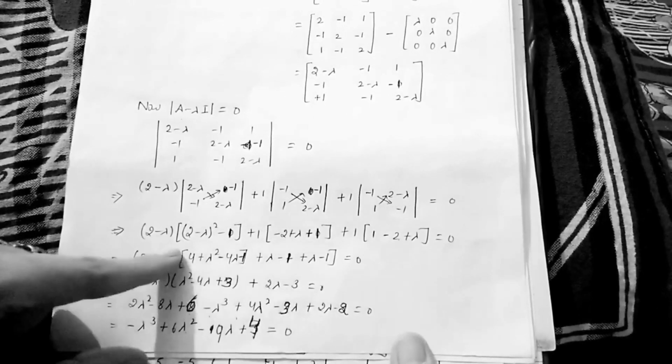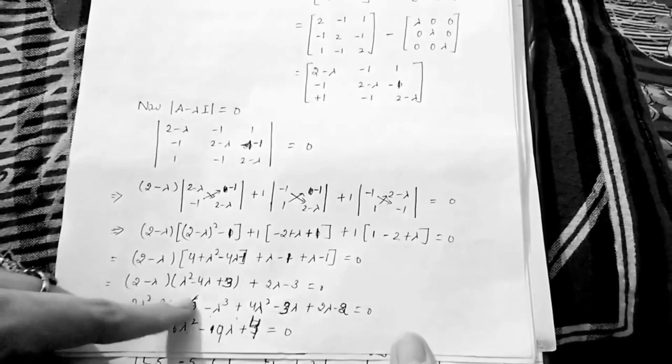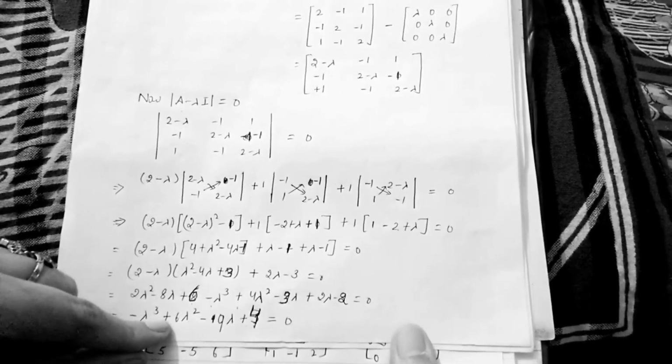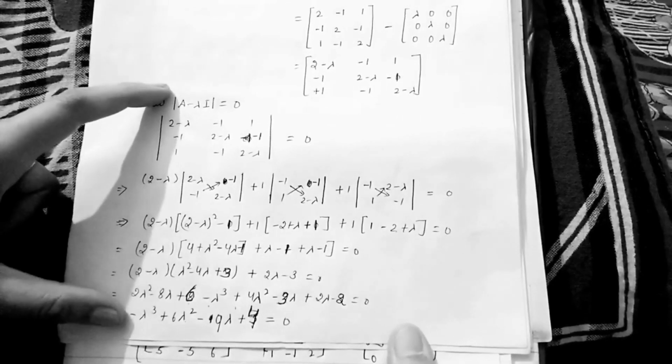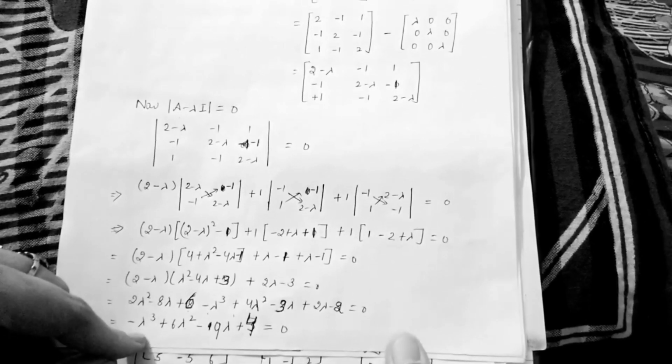So solving it, again solving, simplifying it, we find the characteristic equation, that is minus lambda cube plus 6 lambda square minus 9 lambda plus 4 is equal to 0. This is a very long method. We can say we have chances of mistakes already. I have made some mistake in calculation, so it's natural. So we can find another method to find this equation in very small time and with small calculation.